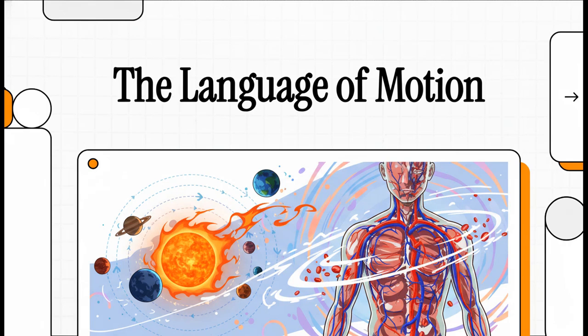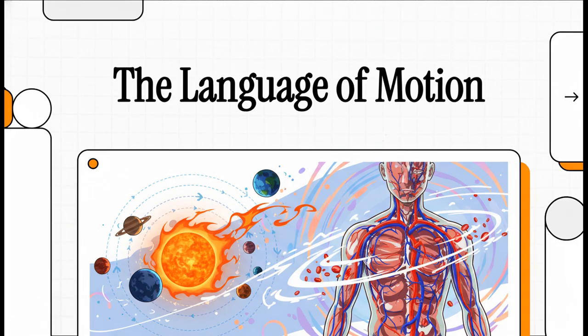Hey there, and welcome. If you look around, I mean really look around, you'll see that everything is moving, from planets zipping around the sun to the very blood in your veins. But how do scientists talk about all this motion with any kind of precision? Well, today we're going to dive into the fundamental language they use to describe a world in constant motion.